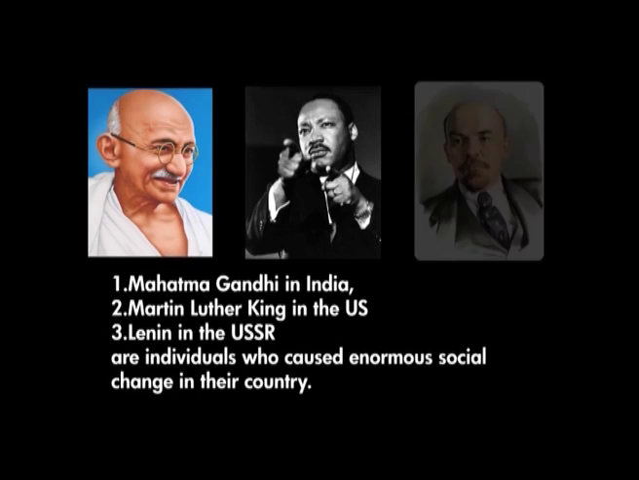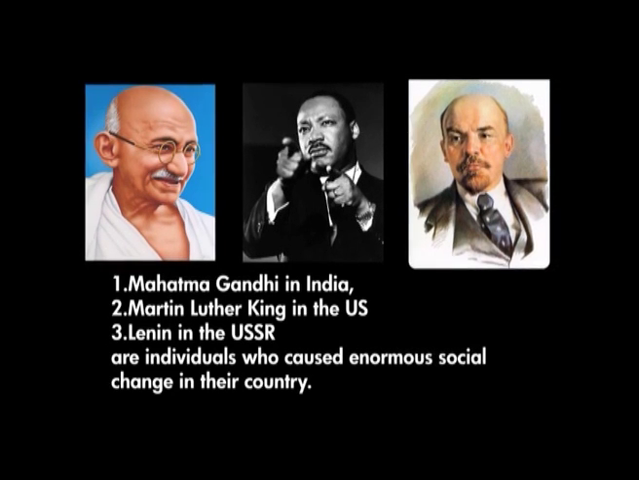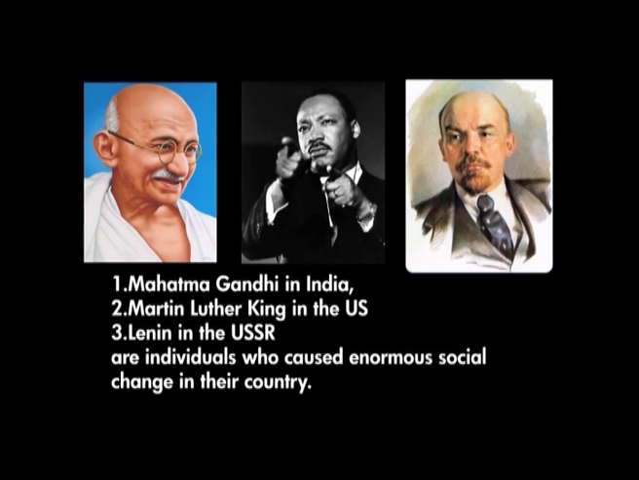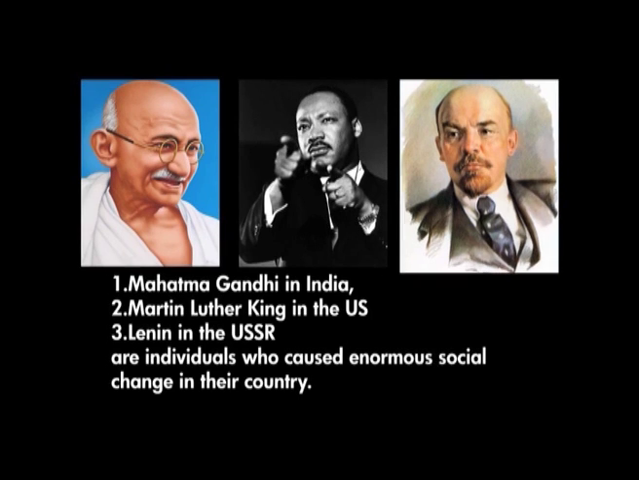For example, Mahatma Gandhi in India, Martin Luther King in the US, and Lenin in the USSR can be said to be individuals who caused enormous social change in their country. But when we look at the events that resulted in the change, we see that the conditions for the social change existed in India, the US, and Russia. And that is the reason why these famous individuals were able to cause the social change.